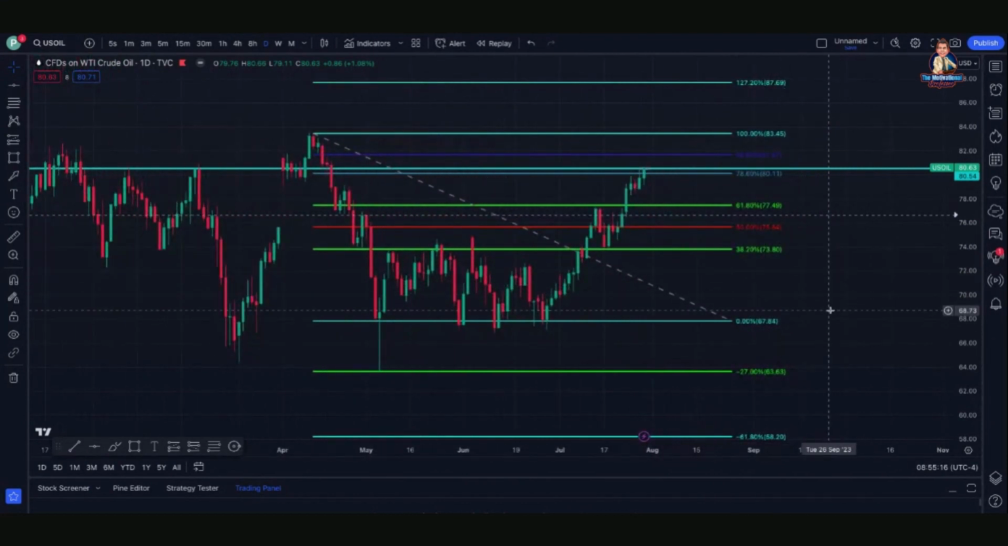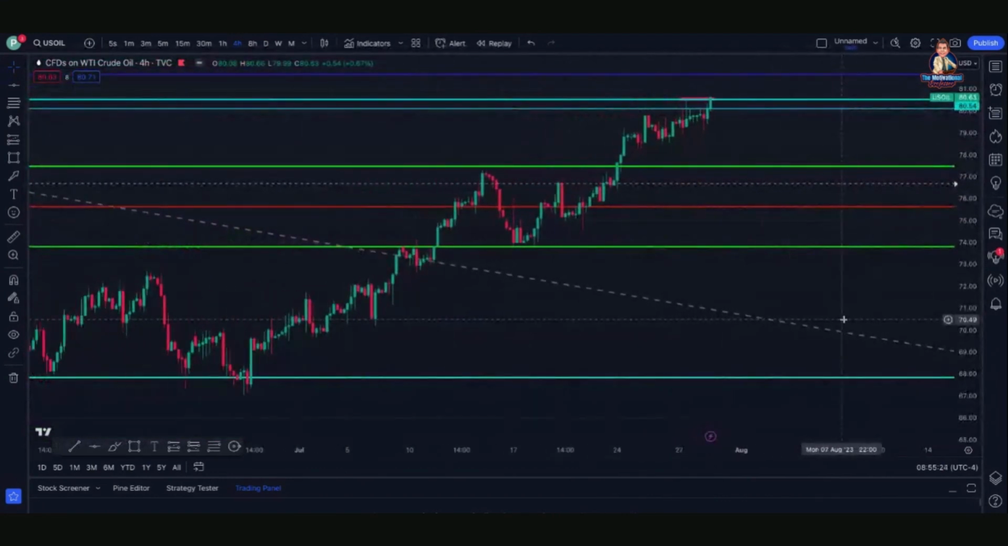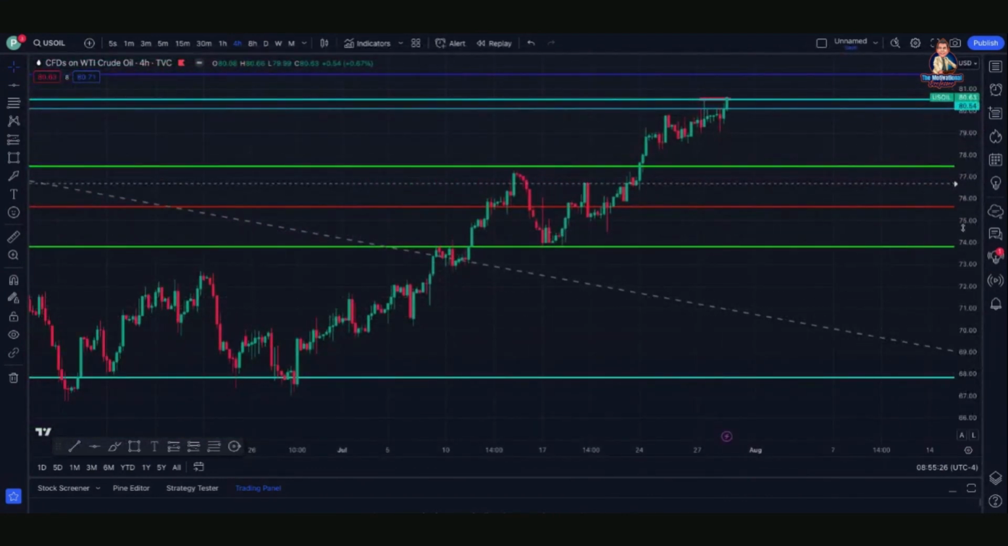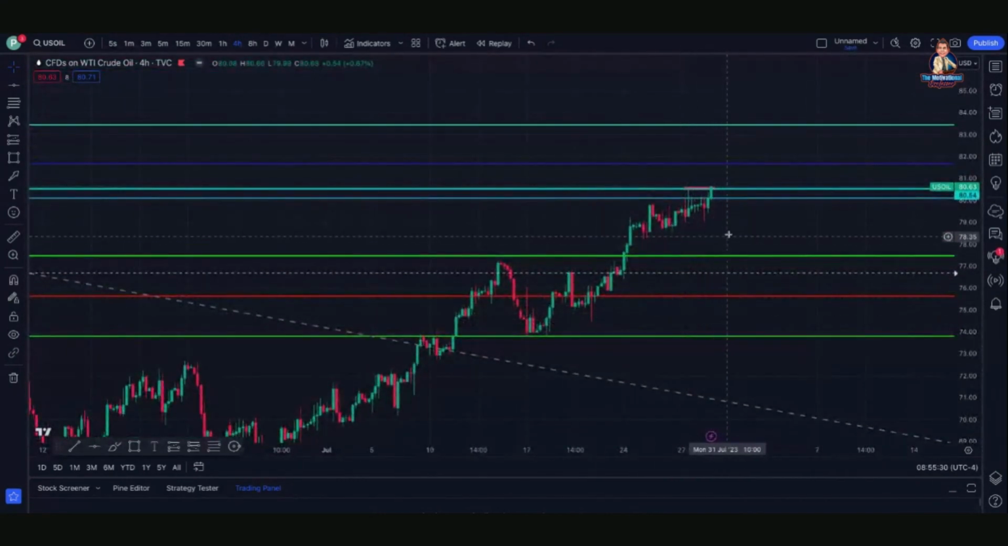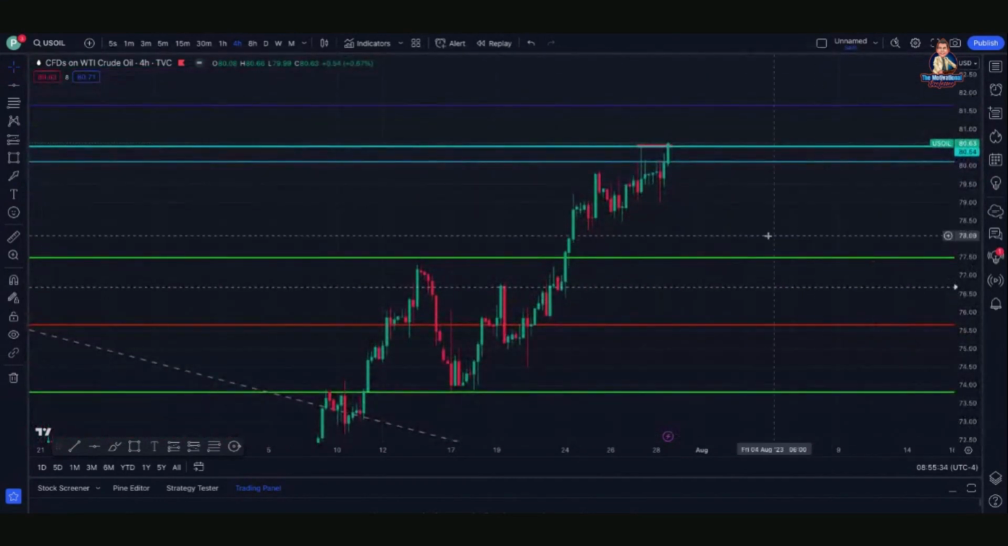So I'm going to keep those there for now on the daily time frame. Now I want to drop down to the 4-hour time frame so we can begin to see what the charts are doing in this area. If we go down here, let's focus in on this area right in here. Let's make this a little bit bigger, right?